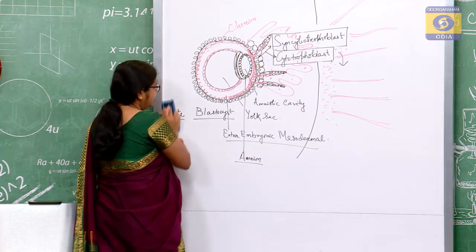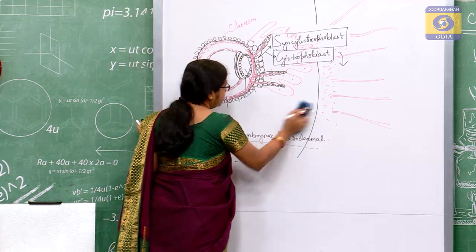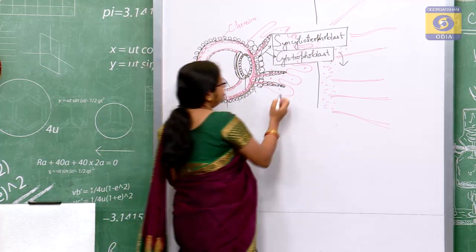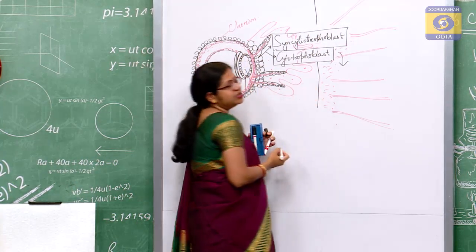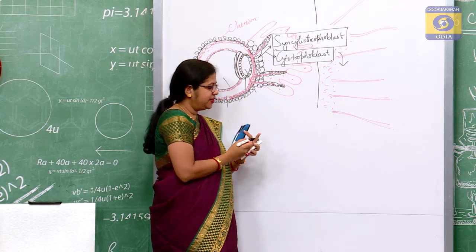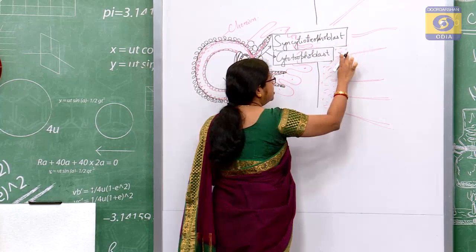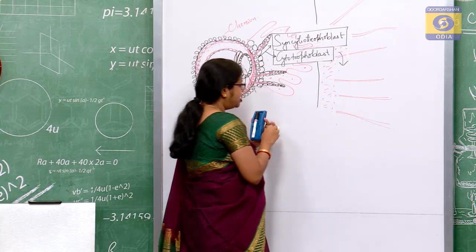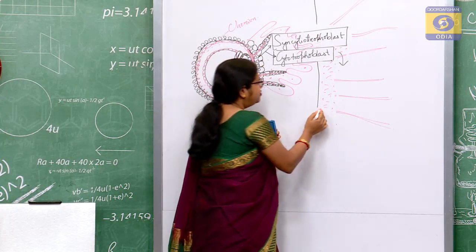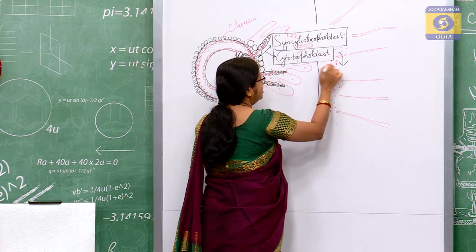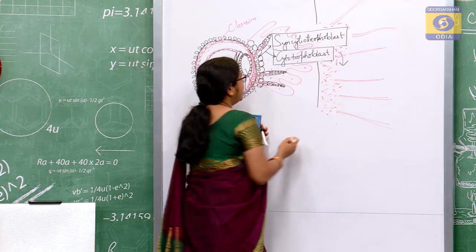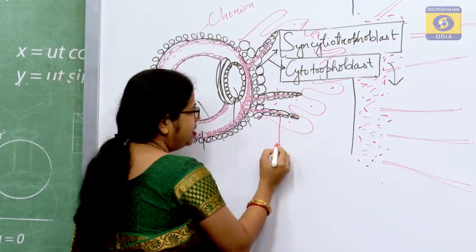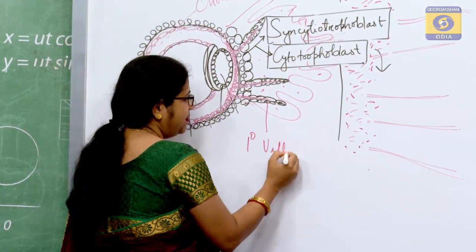So, once the trophoblast has been differentiated into syncytiotrophoblast and cytotrophoblast, this syncytiotrophoblast will erode into the maternal lining and it will rupture some of its blood vessels. So, when these vessels are ruptured, the maternal blood will flow in this particular space, and by that time the cytotrophoblast cells have formed the primary villi.